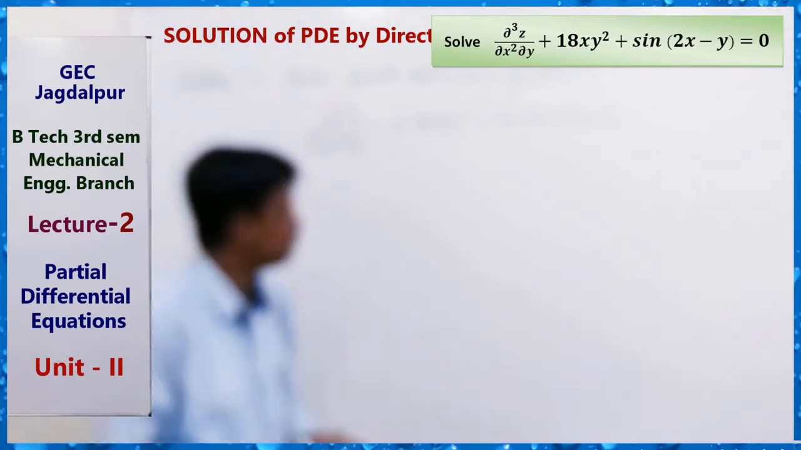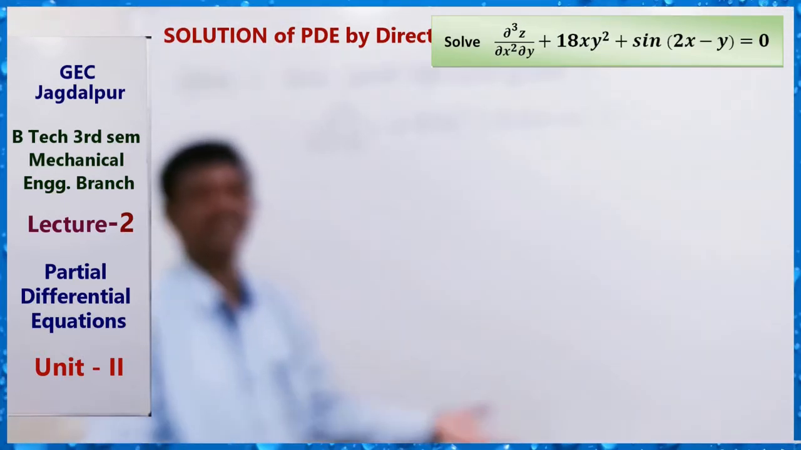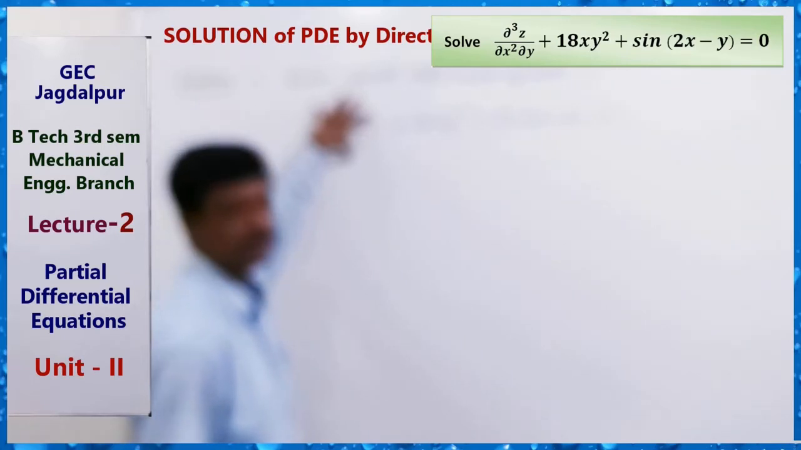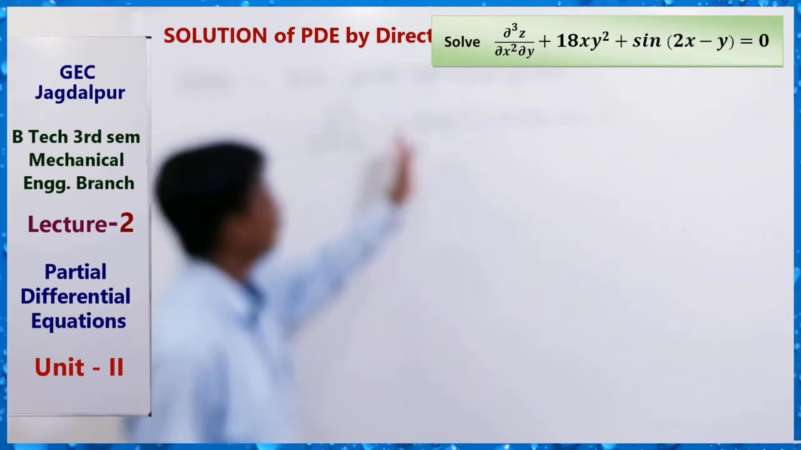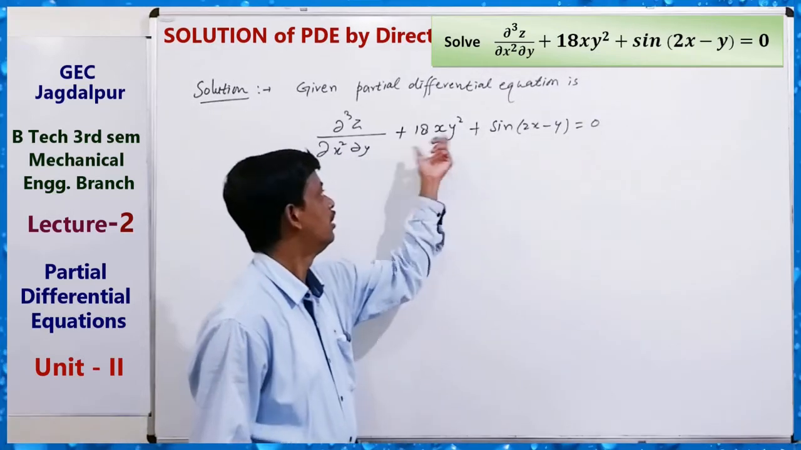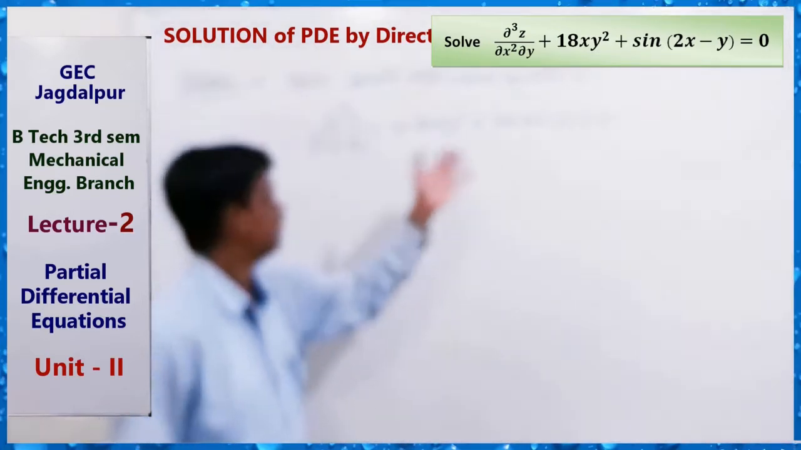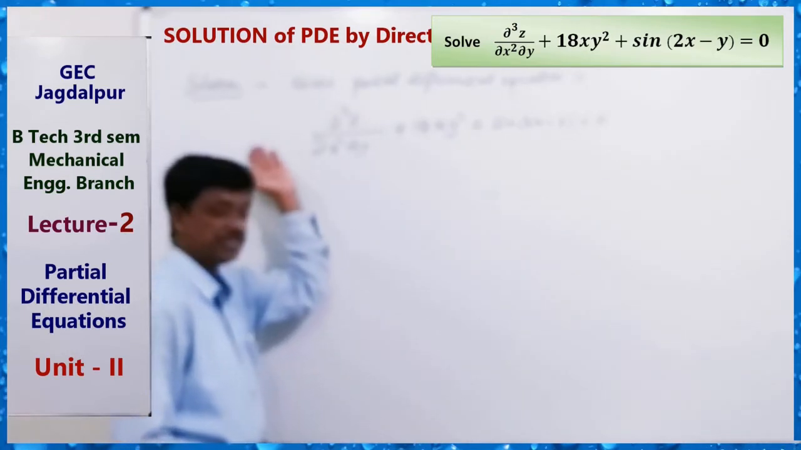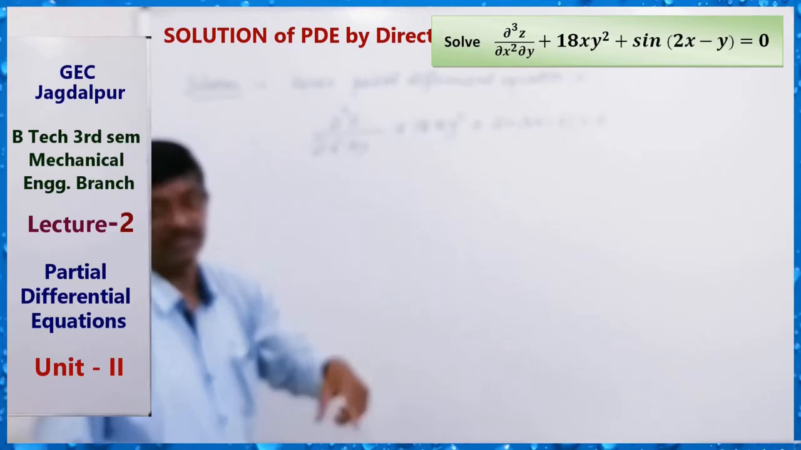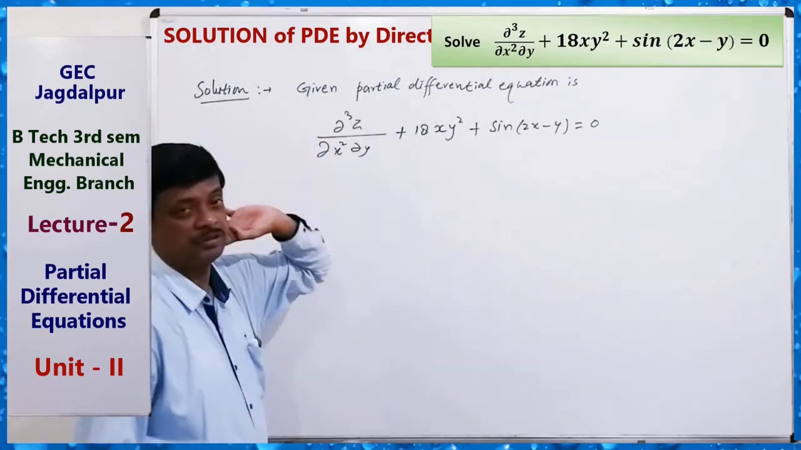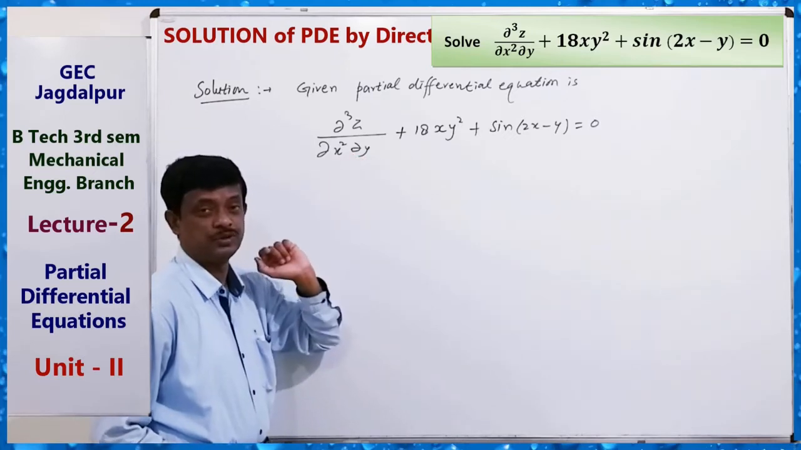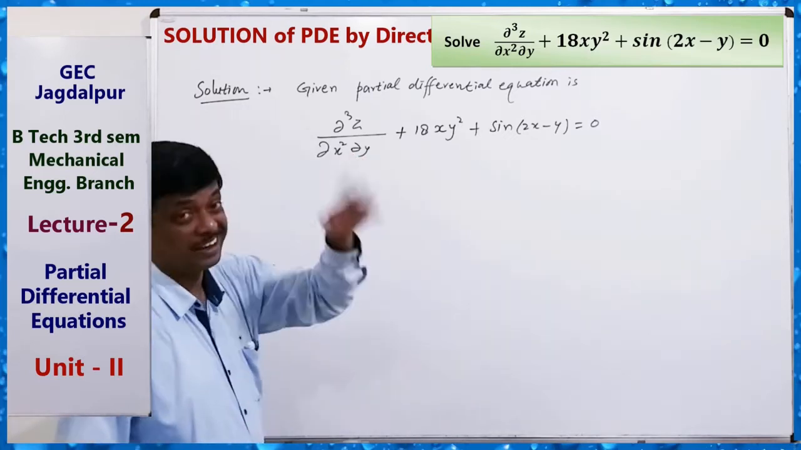Some partial differential equations can be solved by direct integration. When single partial derivatives of either first order, second order, or third order are given along with other relations between x and y, then we can get the solution by direct integration method. Single partial derivatives are involved in the equation, so we can get the solution by direct integration.